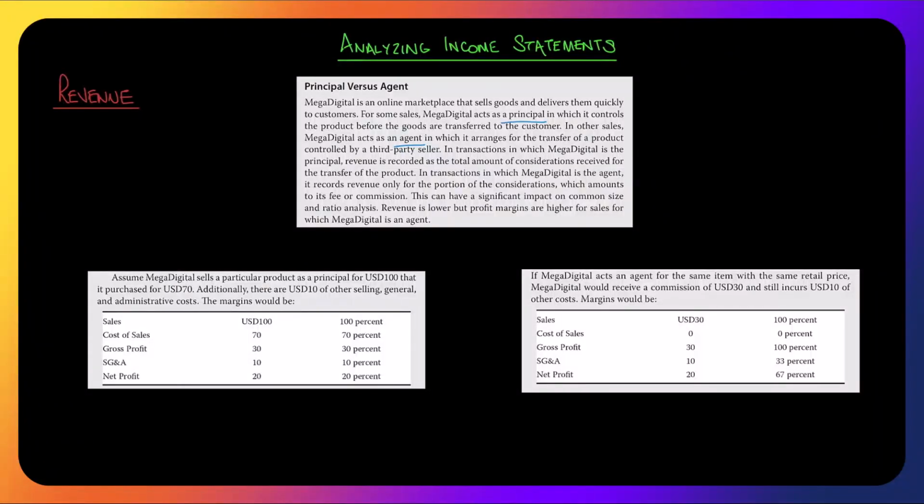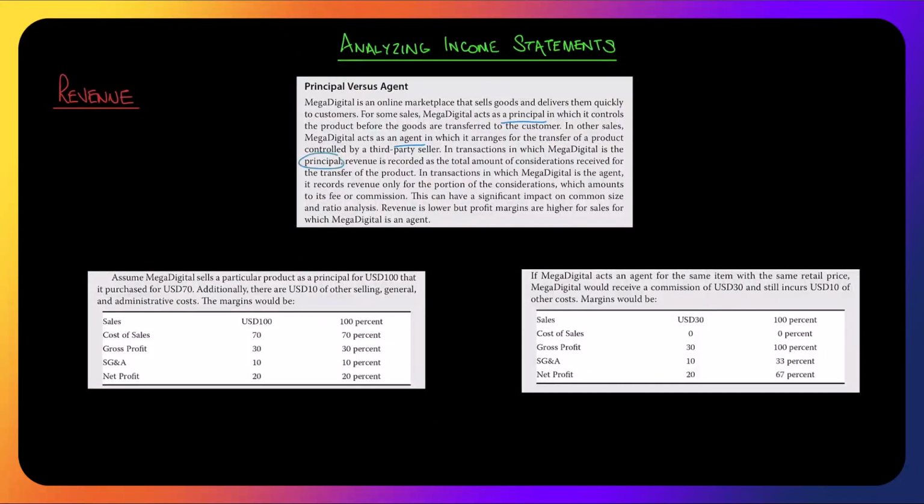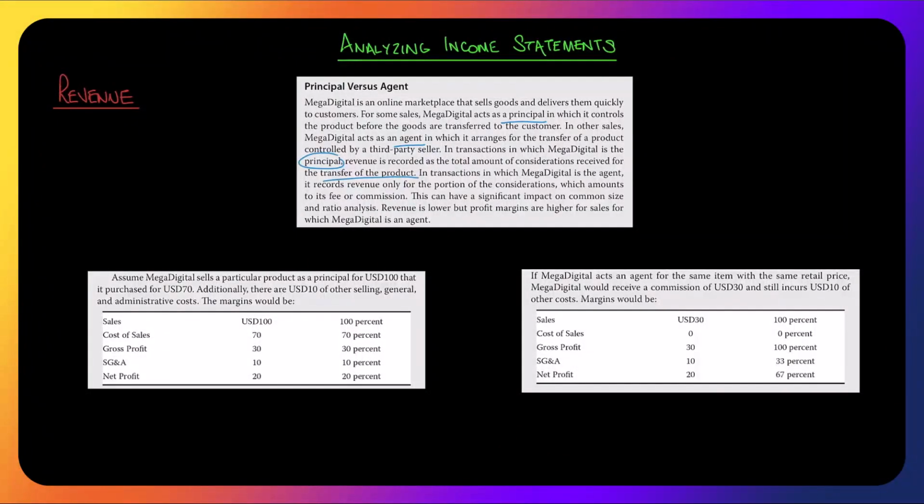In transactions in which Mega Digital is the principal, so this is the first situation, it is Mega Digital's inventory. Revenue is recorded as the total amount of considerations received for the transfer of the product. It makes sense. They have control of the product. It's theirs. They're selling it.